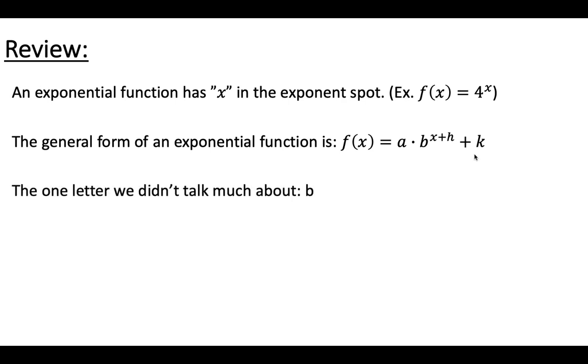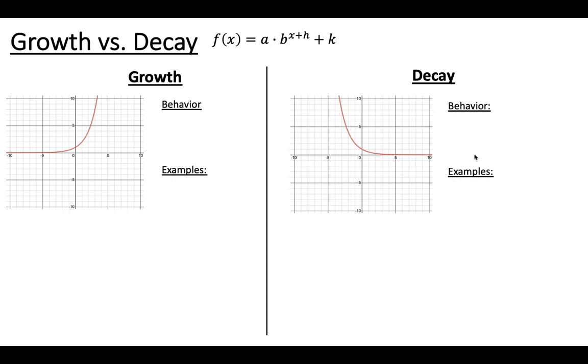Okay, so the one letter that we didn't talk about much last time is B. And that's exactly what we're going to be focusing on today because B is what separates the growth from the decay. Okay, so here we go. This is going to be where we compare growth versus decay. For exponentials, I just put the general equation up there, because this works for both. And I wanted to make that point that it's the same equation for growth as it is for decay. The only difference is B, and we'll get to how B is different for each one. But first, let's look at the growth here.